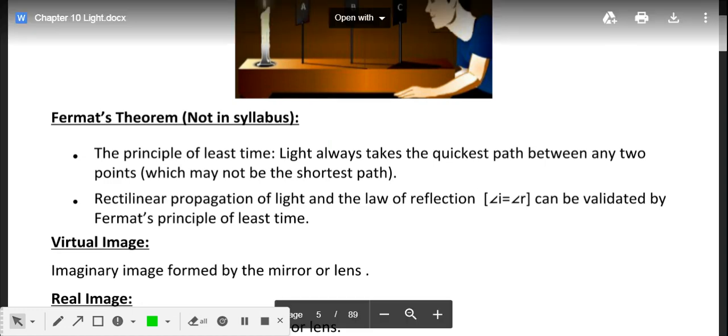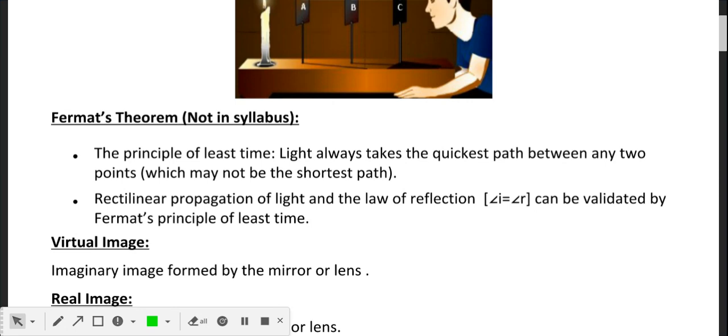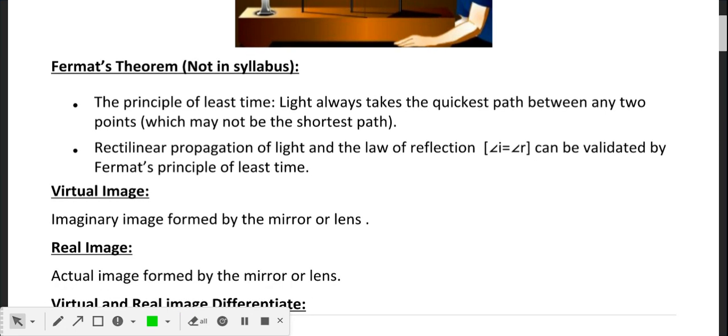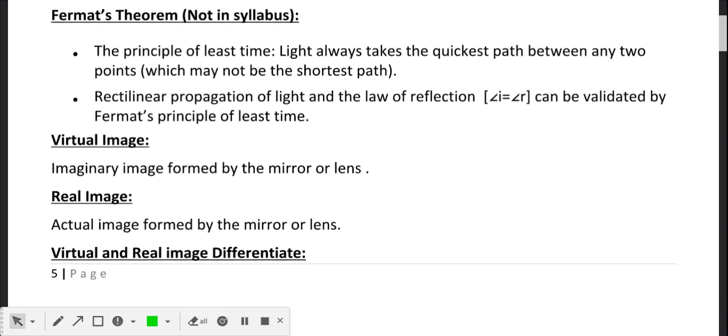Fermat's theorem. This is not in your CBSE syllabus, but this can come in ICSE. The principle of least time. That means light always travels the quickest path between the two points. It may not be the shortest, but it will be the quickest. Right? Rectilinear propagation of light and the angle of reflection can be validated by Fermat's principle of least time.